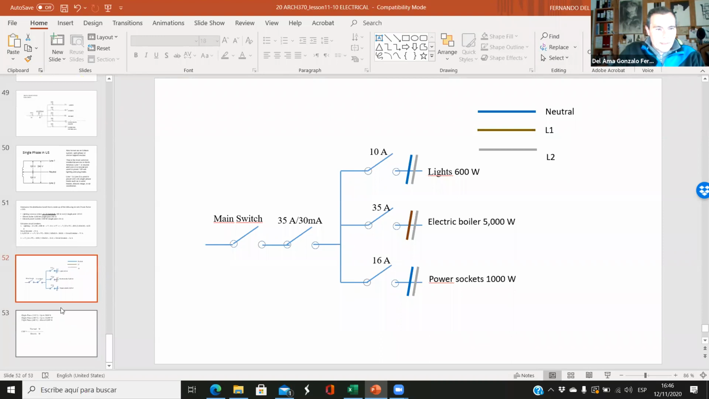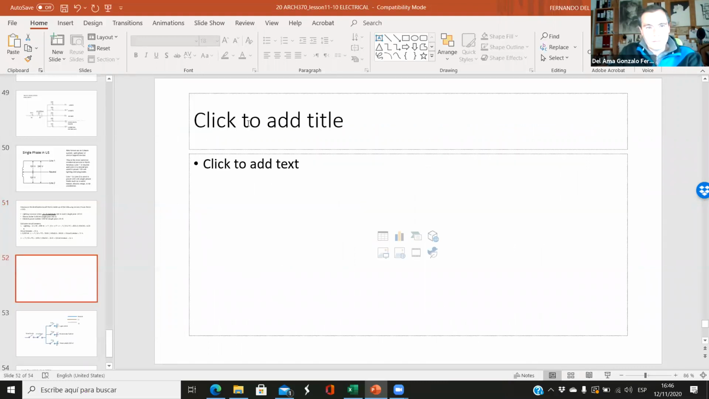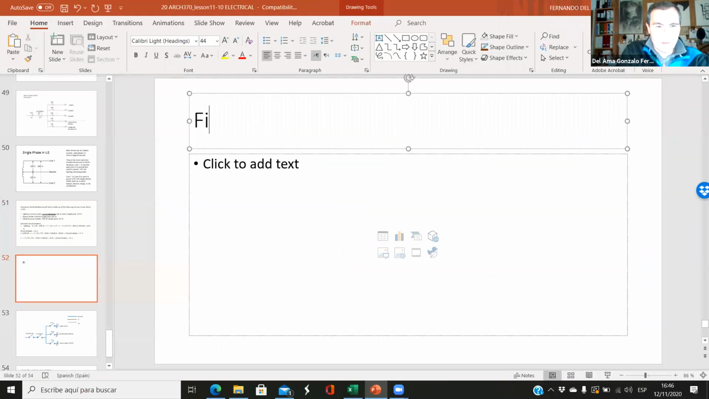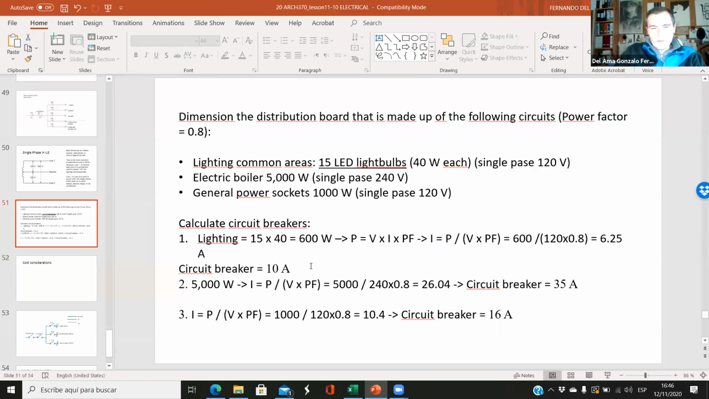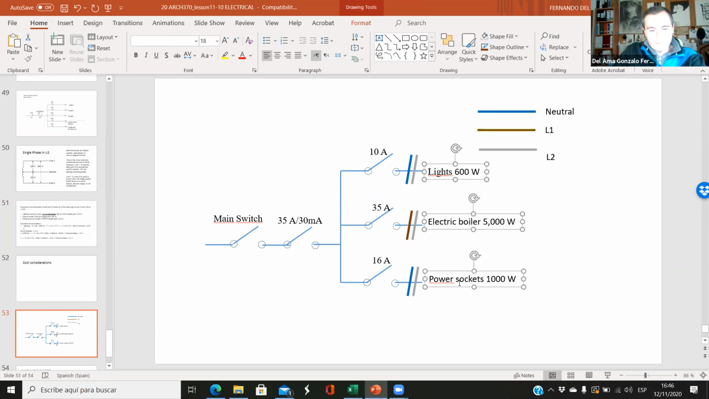If we know this basic information, then we can go ahead with a single family house. Are we done? No, because now we have to calculate the money. So we need financial cost considerations. Okay, so let's use this example. As you can see, we have three circuits. This one, this one, and this one.